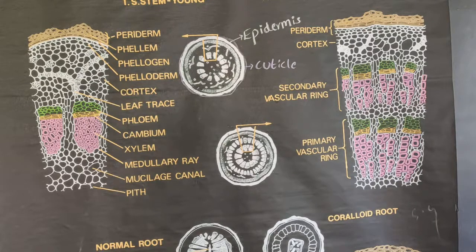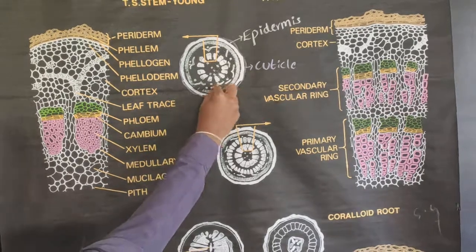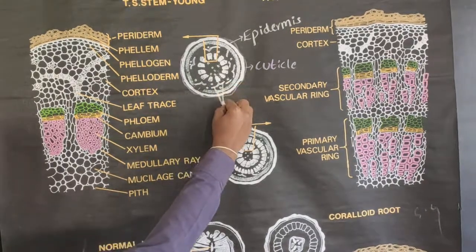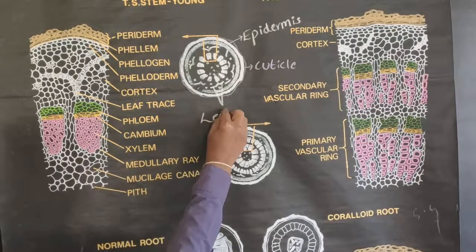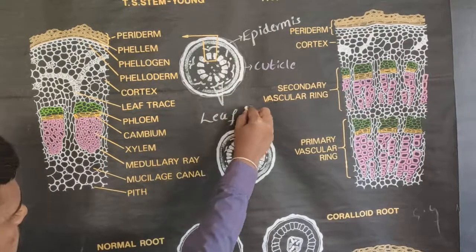While explaining the external characters, I told you that in case of Cycas, the stem is hard, woody, and unbranched in nature. And I also told you that one of the characteristic features of the Cycas stem is the presence of persistent leaf bases. These arc-like structures are known as the leaf traces.